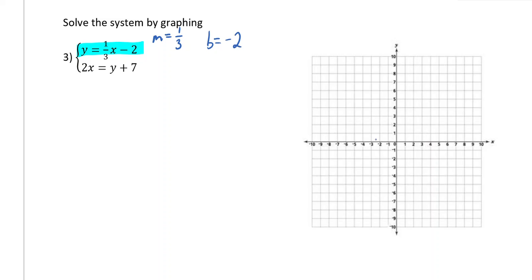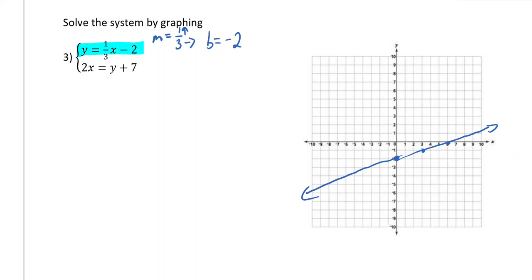So I'm going to start here at negative 2. And then my slope, because it's positive 1/3, that tells me to go up 1 and right 3. Up 1, right 3. Up 1, right 3. And I will connect these with as straight of a line as I can draw. Okay, something like this.